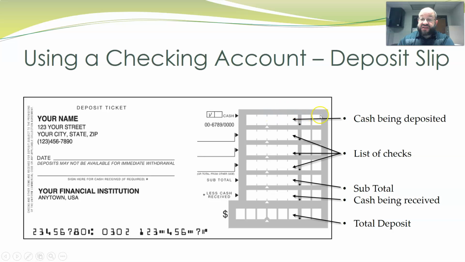So let me cover this again. If you have cash being deposited, here, if not, 0 or a dash, okay? List of checks, okay? If you have a single check, it goes here. Second check, it goes there. If you have more than 3, you add up the total and add it here, okay? The subtotal is everything up here added together, okay? Less cash received means the cash coming back to you, and the total deposit, all right?